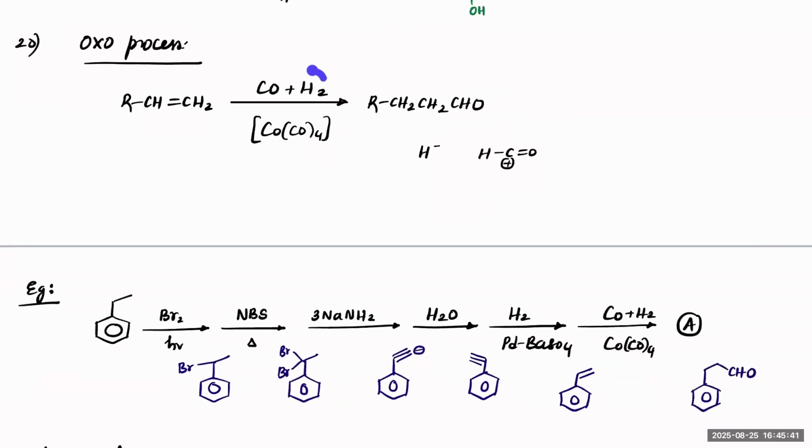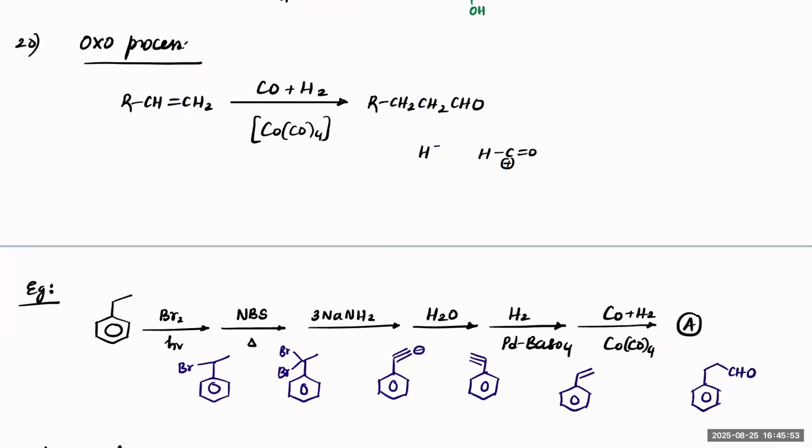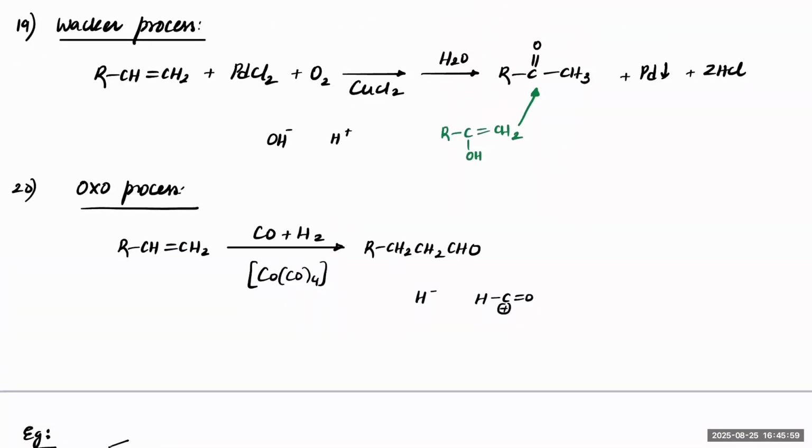In the Oxo process, you can take carbon monoxide plus H2 and make something like a Markovnikov addition. So that means from here the pi bond will attack this one, and H minus will attack this plus. That's how you'll get an aldehyde form. So this is a Wacker process, and this is an Oxo process. In both these cases, we are getting a carbonyl form, I mean ketone and aldehyde form.